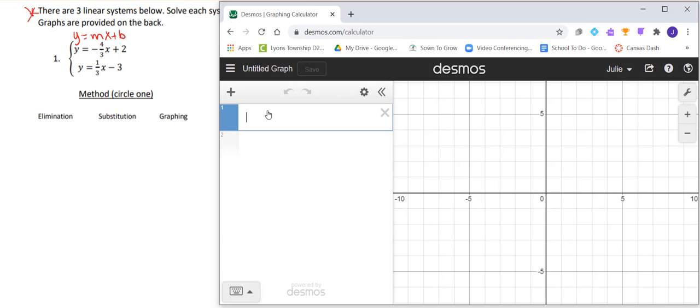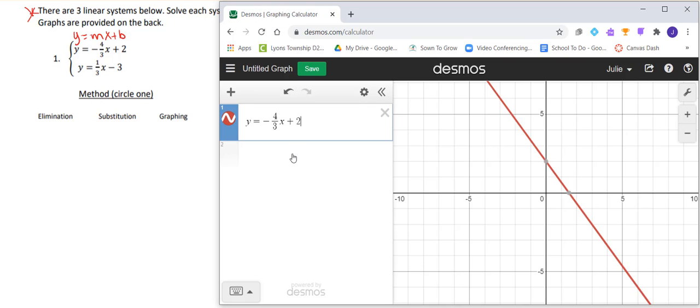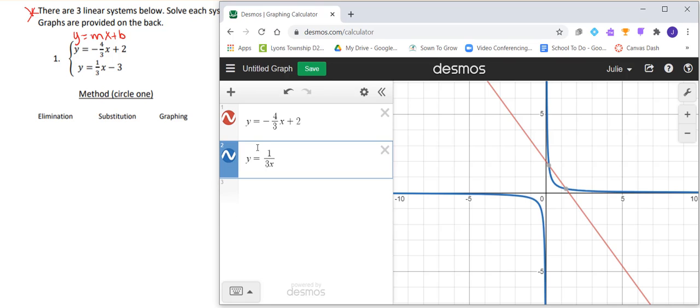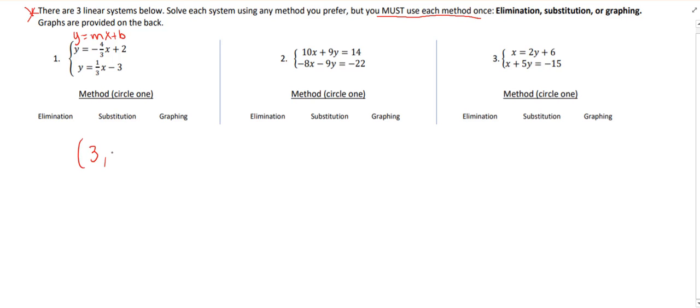And since we are in remote, we're going to use Desmos, and I can just type in y equals -4/3 x plus 2, and y equals 1/3 x, whoops, don't want that x in the denominator, that's a weird looking graph, minus 3. And the solution to the system is where they intersect, so the correct answer here is 3, -2, and I graphed it. Again, I chose graphing because I noticed that both equations were in slope-intercept form.